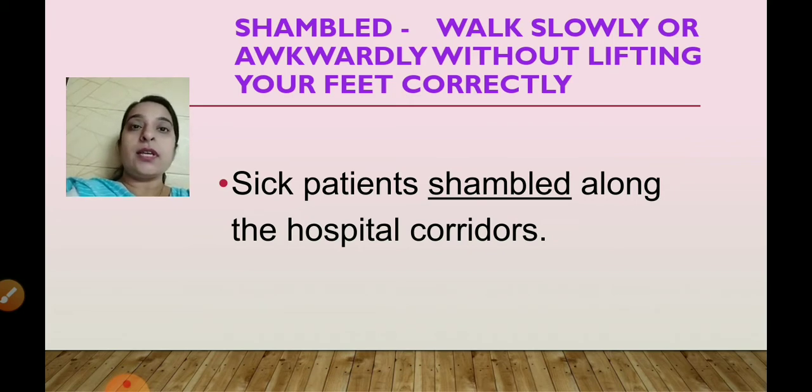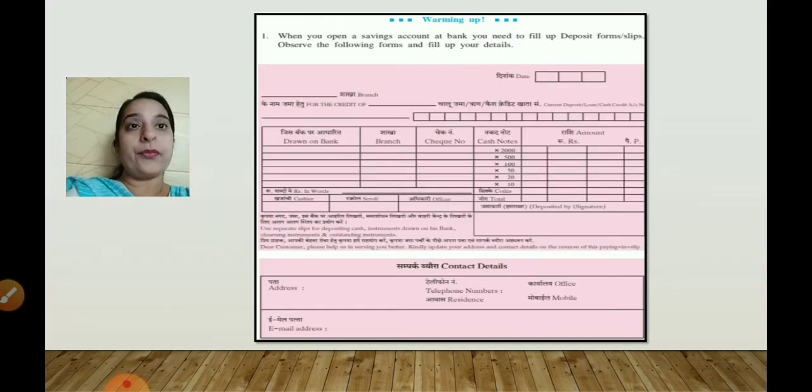Now, children, let us see what's there in the warming up session. When you open a savings account at bank, you need to fill up deposit forms, slips. Observe the following forms and fill up your details. So suppose you want to open a savings account at bank, you need to fill up a deposit form or slip. It is called a pay slip, to deposit the money or check.